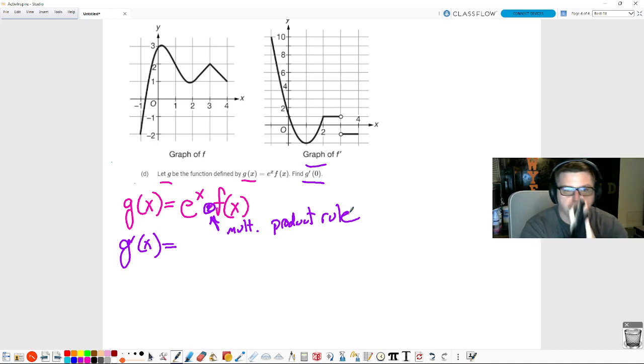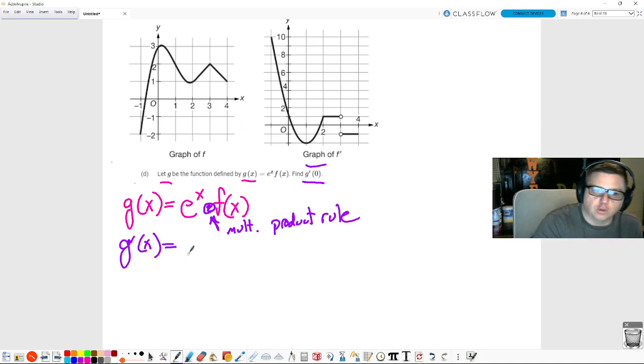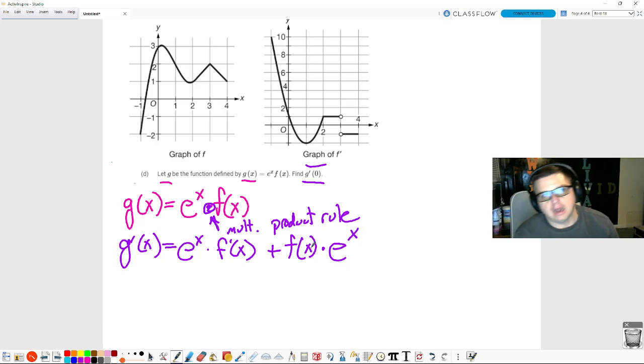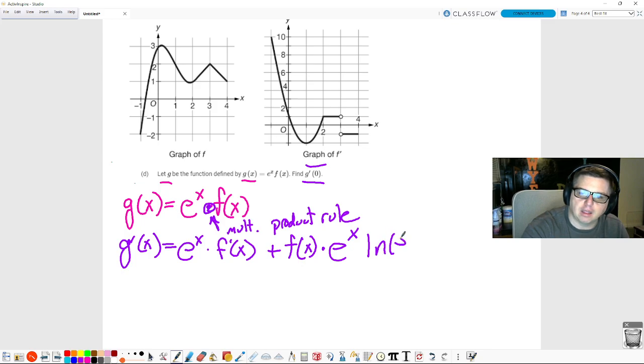Much appreciated. All right, so product rule. That means we need to take the first times the derivative of the second. So we're going to do e to the x times the derivative of the second, plus the second, which is just a normal function, times the derivative of the first. And e to the x, when we take the derivative, ends up being e to the x, but really it's e to the x ln of e.